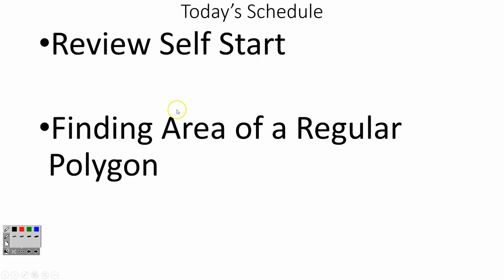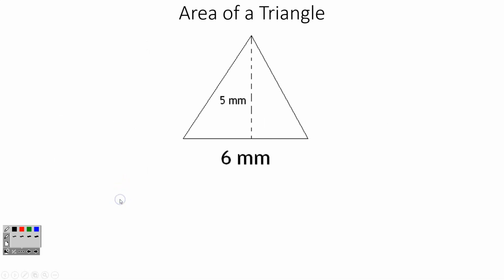We've reviewed the self-start for today, so we're moving into today's lesson, finding area of a regular polygon. So first off, again, kind of a brief review. Area of a triangle, base times height divided by 2. So we're going to do 6 times 5. We're going to remember to divide that by 2. 6 times 5 is 30. 30 divided by 2 is going to give me an answer of 15.